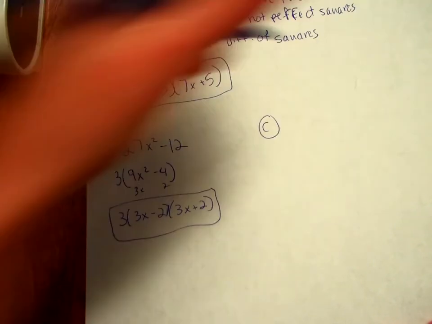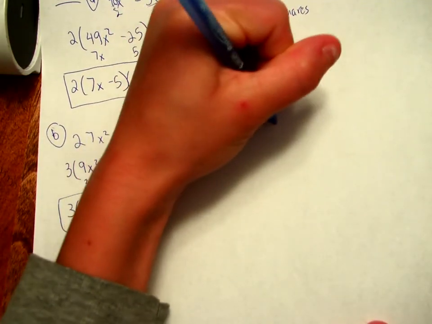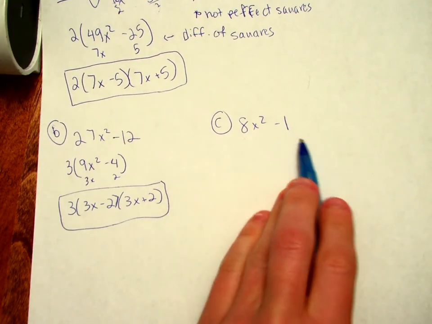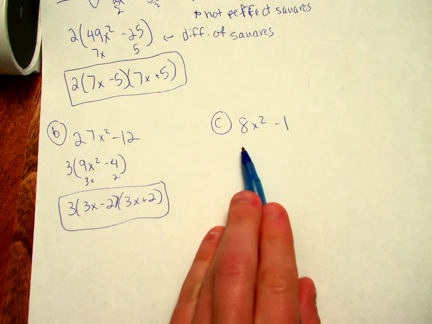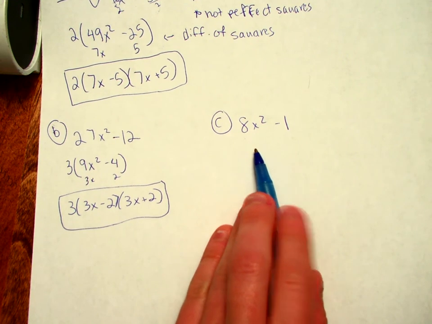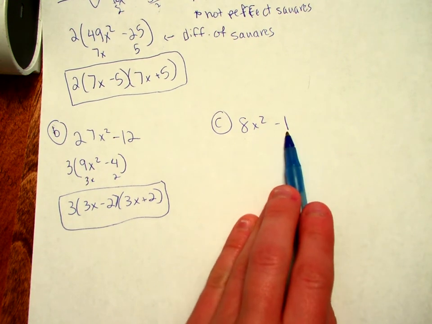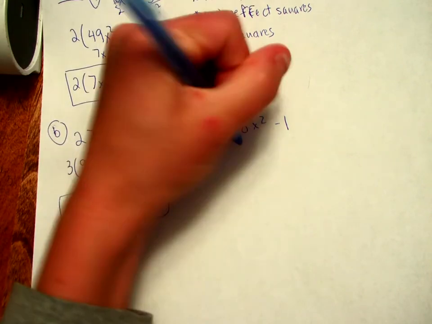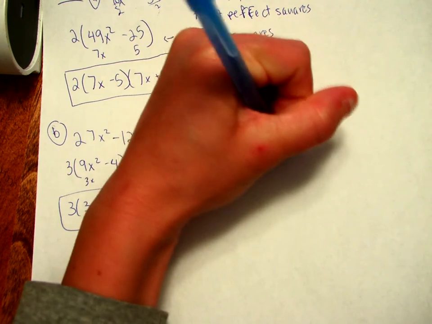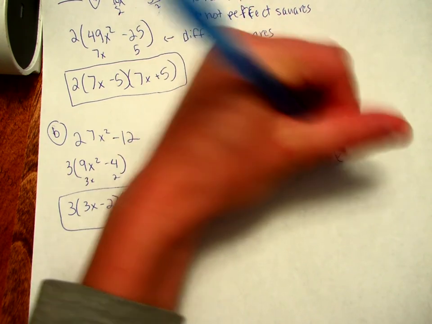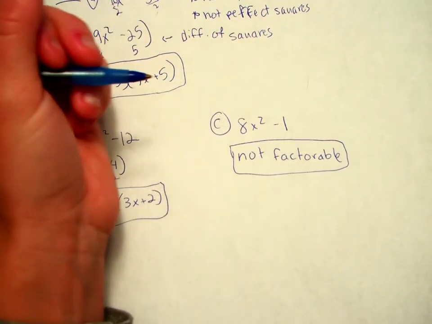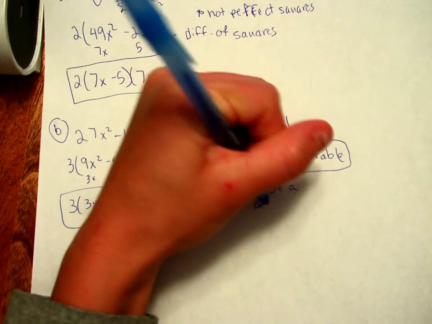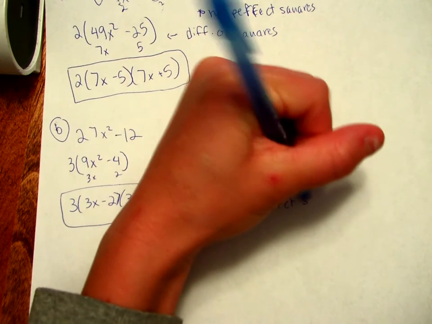So let's try another one. We have 8x squared minus 1. Again, looks like it should be difference of squares. Now ask yourself, can I factor something out of this? And the answer is no, because that's a 1. Can't factor anything out of a 1 other than 1. And 8's not a perfect square. So it is not factorable. And there's going to be cases where they're not factorable. 8 is not a perfect square.